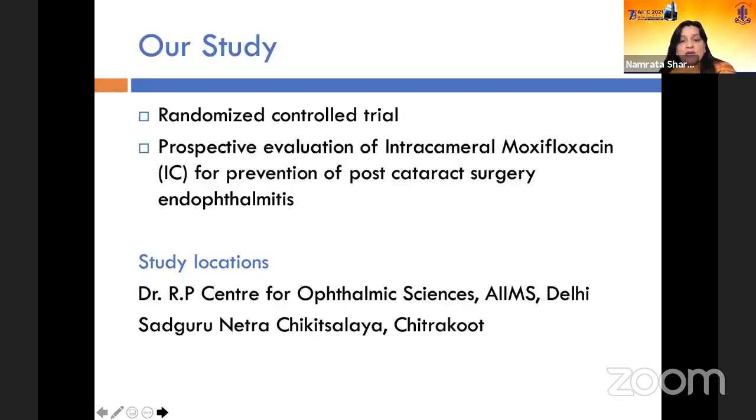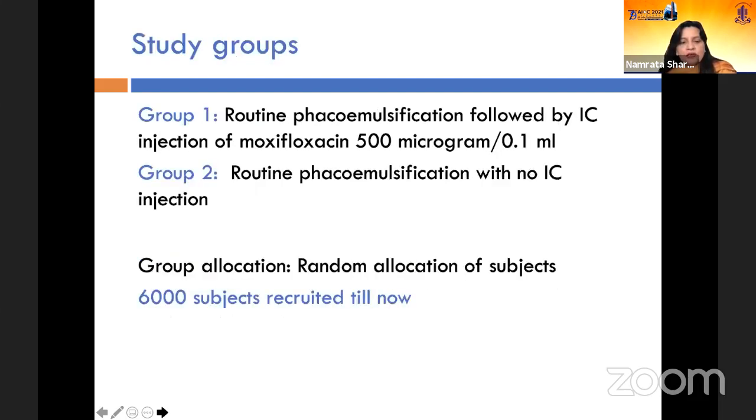Now, we did this randomized controlled study, which is the first ever, I think. Even ASCRS had planned to do this study, but could not because of the funding problem. And we are thankful to CIPLA for sponsoring this study, the prospective evaluation of intracameral moxifloxacin for prevention of post-cataract surgery endophthalmitis. The 2 centers were RP Center for Ophthalmic Sciences and Sadhguru Netra Chikitsalaya, Chitrakoot, and we are thankful to them.